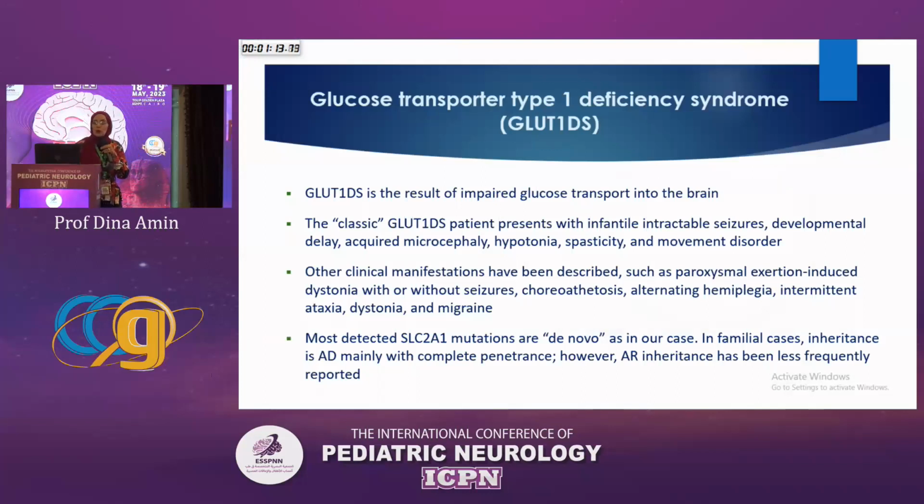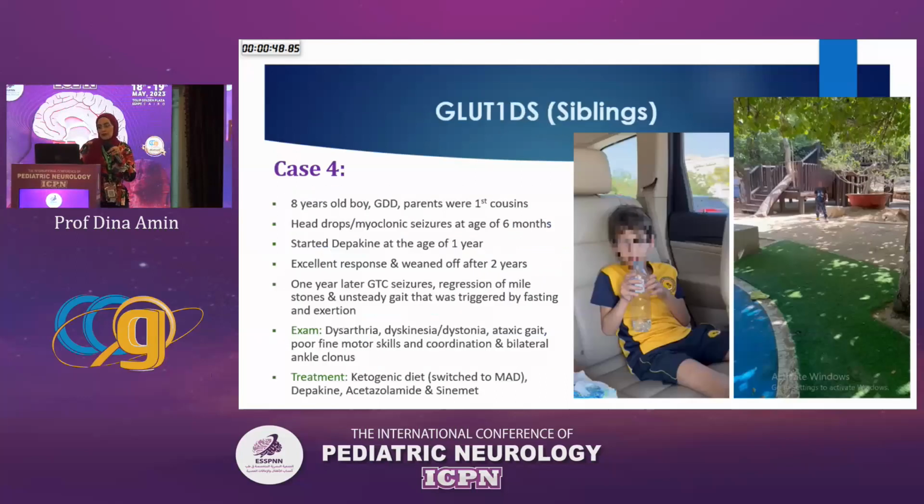Okay, so GLUT1 deficiency, of course, it's well known that it is a disorder involving glucose transport to the brain, and it can present with epilepsy, movement disorders, and spasticity. Mostly it is related to an SLC2A1 gene mutation, de novo as in our case, or in familial cases, inheritance could be autosomal dominant. Sometimes, rarely, it can be autosomal recessive inheritance.